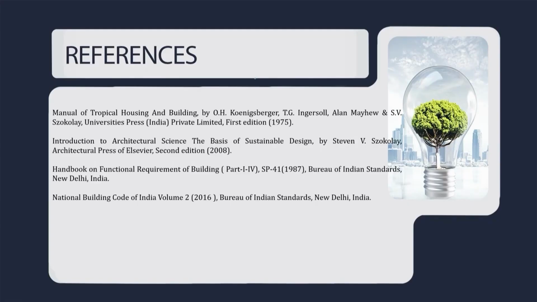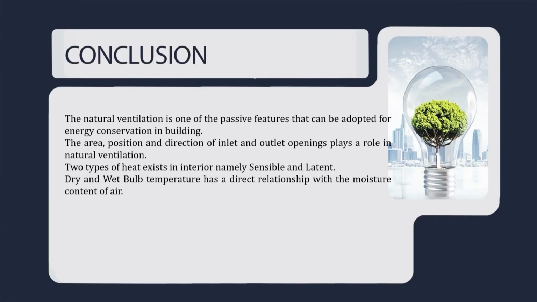So, that is all for today's lecture. These are the references. What we understand is that natural ventilation is an important feature and that can be adopted for energy conservation. There is a typical ratio of the total area versus the floor area parameters of the inlet and outlet. Two types of heat normally exist, one is called sensible and one is called latent heat. Dry bulb temperature and wet bulb temperature give you an indication of the relative humidity, which is one of the prime factors to understand ventilation, particularly mechanical ventilation. Thank you very much.